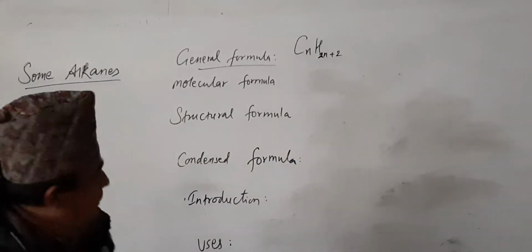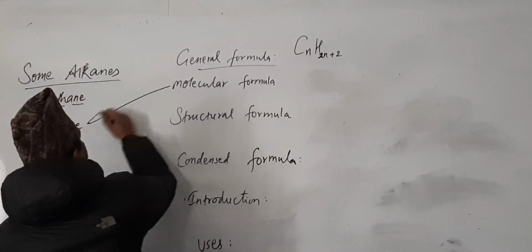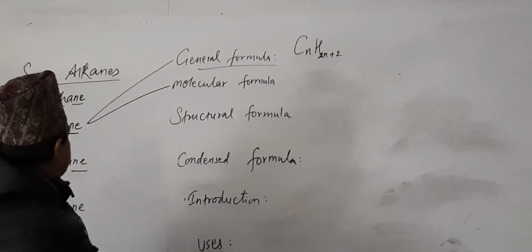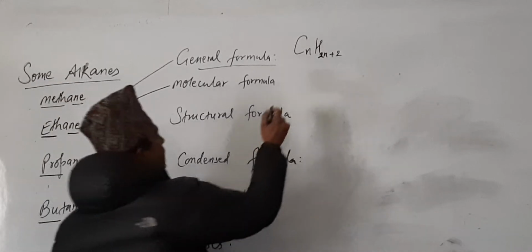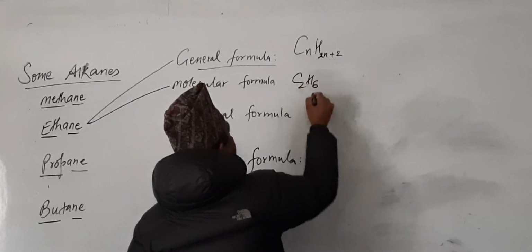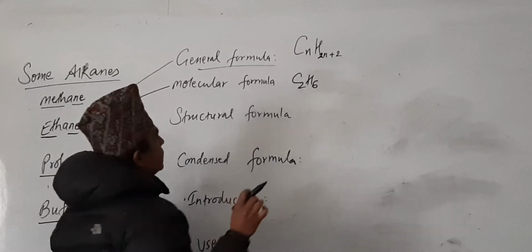What can you say here? Ethane. Ethane's general formula is CnH2n+2. Molecular formula: eth means there are 2 carbons, so there are 6 hydrogens. 2 times 2 is 4, plus 2 is 6.